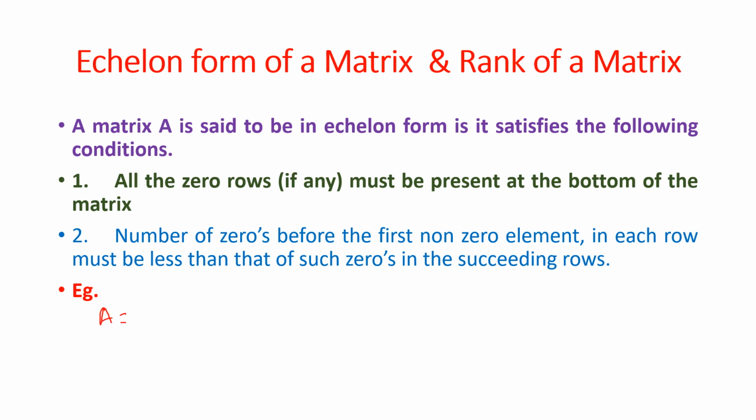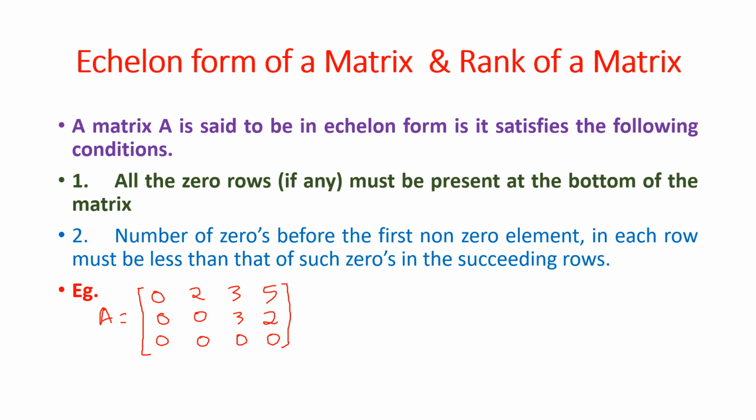Let us consider a matrix that is 0, 2, 3, 5, 0, 0, 3, 2, 0, 0, 0, 0. So this is a matrix. Now actually this is an example of an echelon form of a matrix. Now by looking at this, what do you understand?